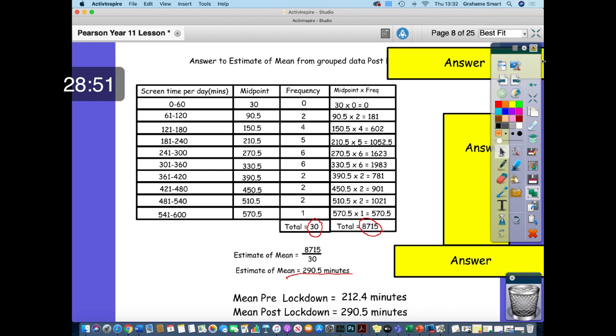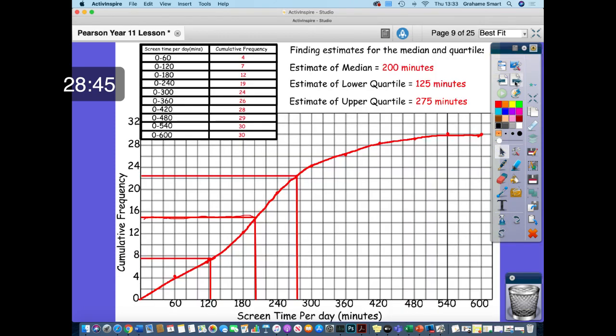Anyway, moving on. So we're going to link this knowledge together. That's the estimate of the mean. We're going to keep that, and use that information again later. Just to refresh your memory from the last session, I'm not going to go over cumulative frequency, but we did get some estimates, and this is the same data. We did get some estimates for our median, lower quartile and upper quartile pre-lockdown.